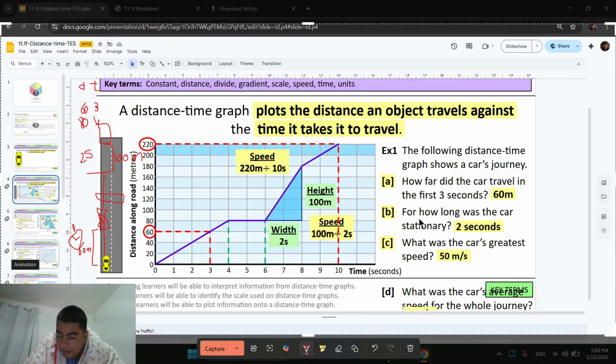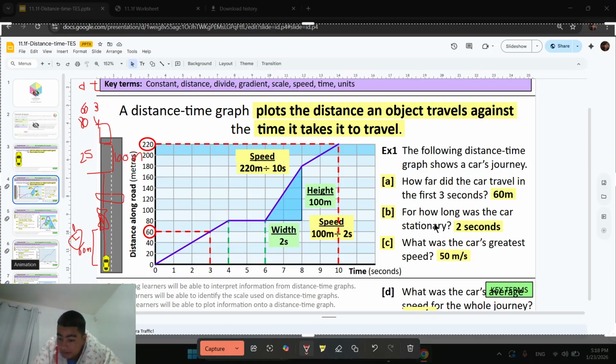So next question is, for how long was the car stationary? Stationary means even if the time was going on, the car did not move any further along the road, right? So for 2 seconds, the car was stationary.